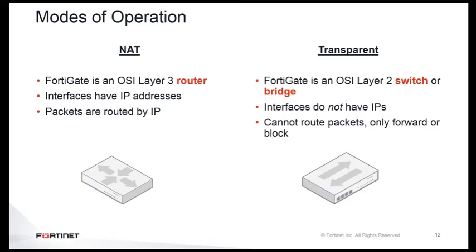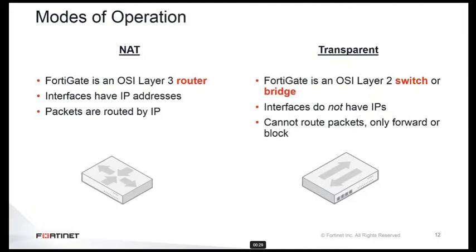What about the network architecture? Where does FortiGate fit in? When you deploy FortiGate, you can choose between two operating modes, NAT mode or transparent mode. In NAT mode, FortiGate routes packets based on layer 3 like a router. Each of its logical network interfaces has an IP address, and FortiGate determines the outgoing or egress interface based on the destination IP address and entries in its routing tables.